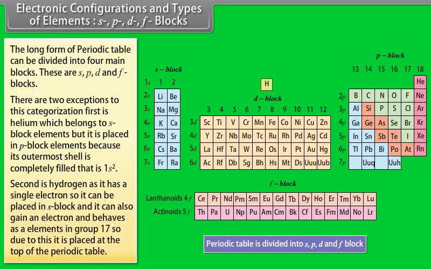Second is hydrogen. As it has a single electron, it can be placed in the s block, and it can also gain an electron and behave like the elements in group 17. So, due to this, it is placed at the top of the periodic table.